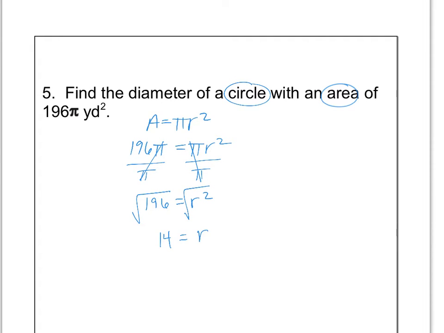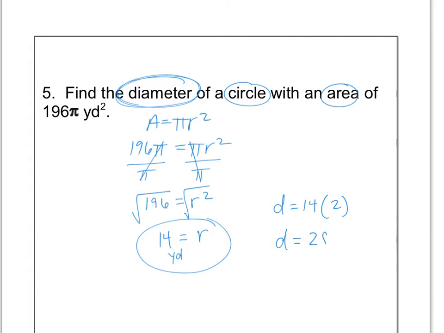R equals 14. Technically we get plus or minus 14, but since it's the length of a radius, we'll just say positive 14. You can't have a negative length for a radius. And then I guess we're not done, are we? We need to find the diameter of the circle. So to get that, diameter is going to be 14 times 2. So the diameter is going to be 28 yards.